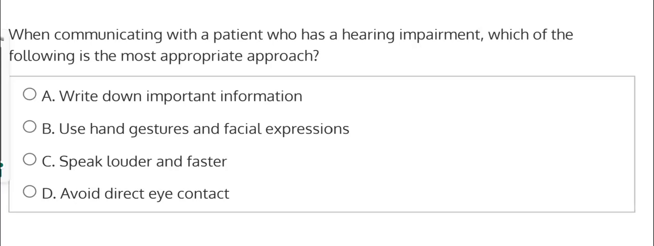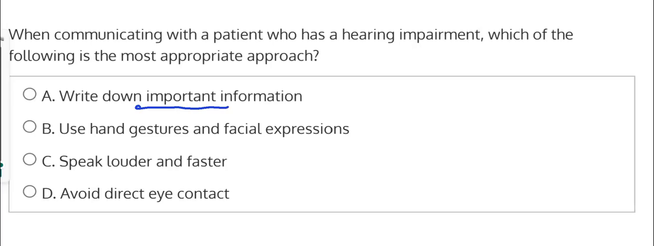When communicating with a patient who has a hearing impairment, which of the following is the most appropriate approach? So option A says to write down important information. And that sounds good because then you don't have to worry, for you or the patient to think, oh, did I misunderstand? Did I mishear what was being said to me?